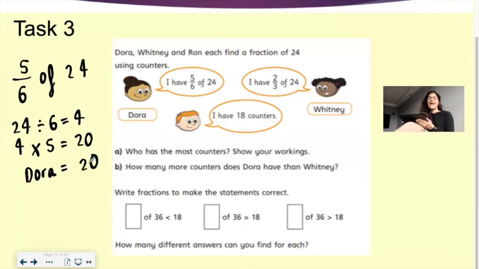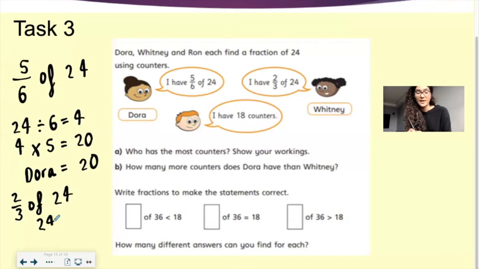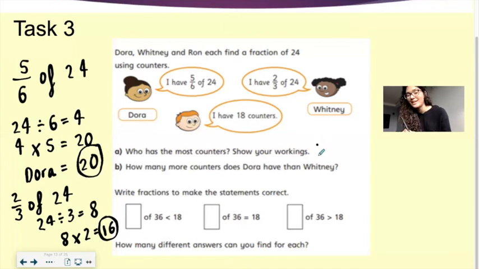Now I want to check how many counters Whitney has. So she has 2/3 of the 24. So I'm going to do 24 divided by 3 because that's the denominator. How many 3s go into 24? 8. And then I'm going to multiply by the numerator. So 8 times 2, which is 16. So Whitney has 16. Dora has 20. So who has the most counters? Dora.